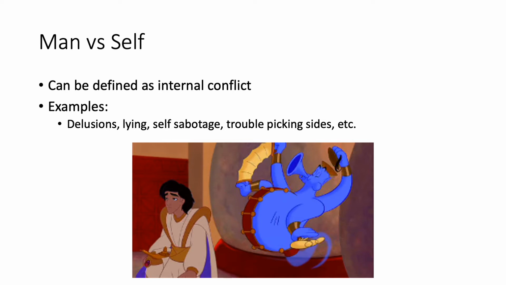This becomes a point of conflict within Aladdin, and further complicates the other problems within the movie. This is a good example of man versus self, since one main conflict in Aladdin is his insecurity, which leads him to continue lying to Jasmine.